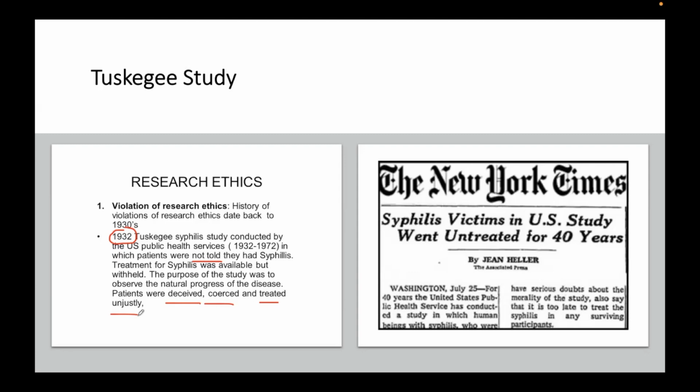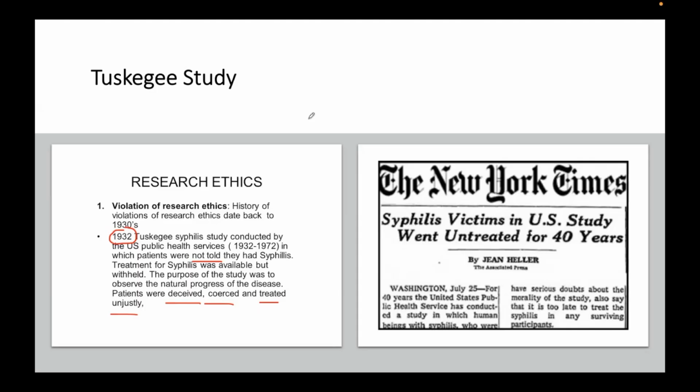Now, please type in the chat box. Do you think this deception, coercion, and unjust treatment, do you think this is unethical? Okay, so do you think that this is unethical? So please type in your answers. Okay, just those words: deception, coercion, and unjust treatment.